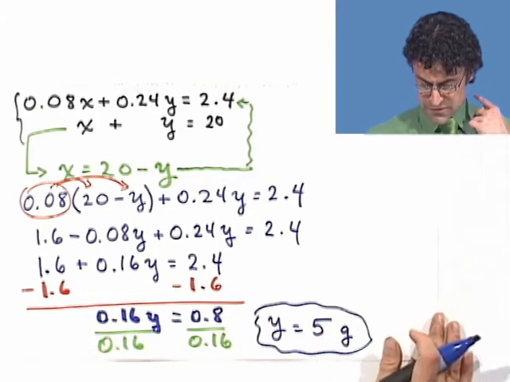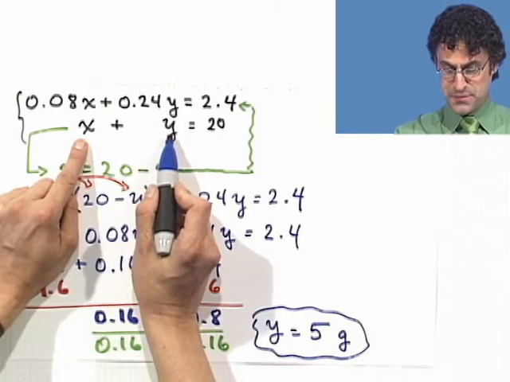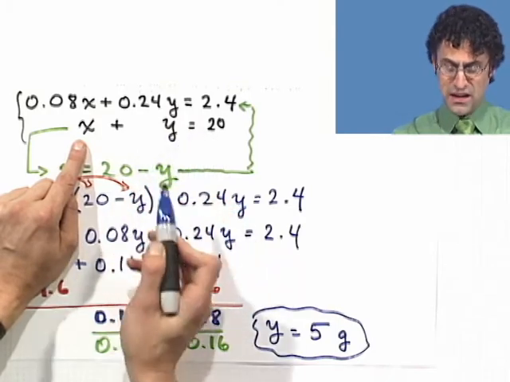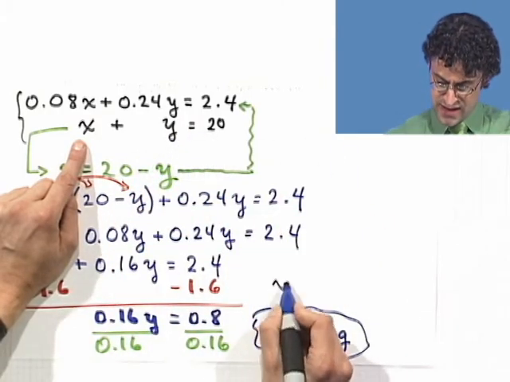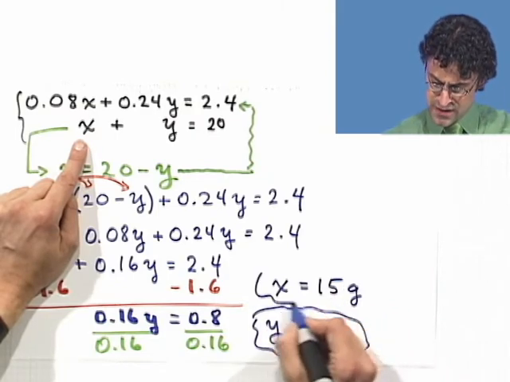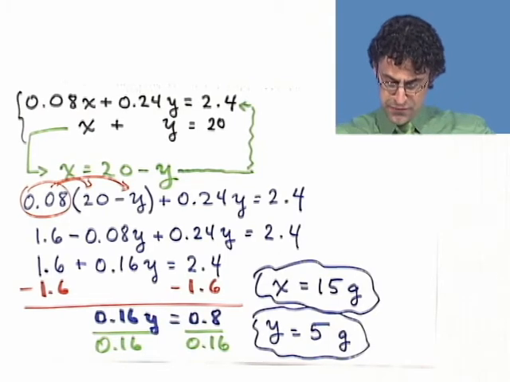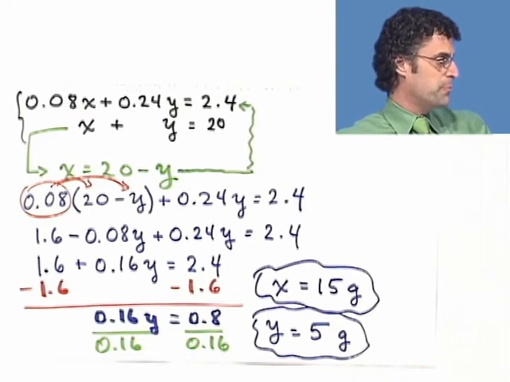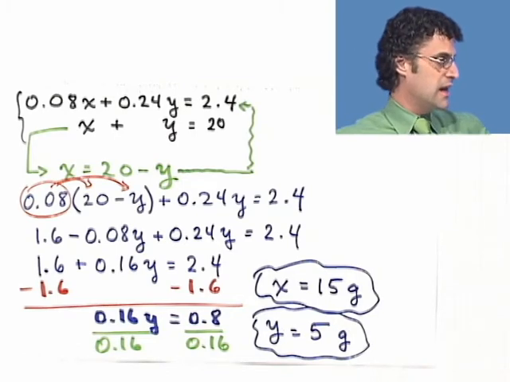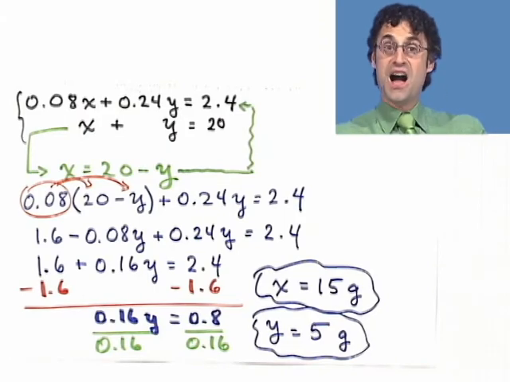And how do I find out the grams for the first ointment? Well, I can come back and just substitute into here. Put in, substitute 5 for y, then it becomes really easy. x plus 5 equals 20, subtract 5 from both sides, and I see that x has to actually equal 15 grams. So I need 15 grams of the ointment that is 8%. I need 5 grams of the ointment that's 24%, and when I combine them in this fashion, what I see is I'm going to get 20 grams of an ointment that's exactly 12% zinc oxide.